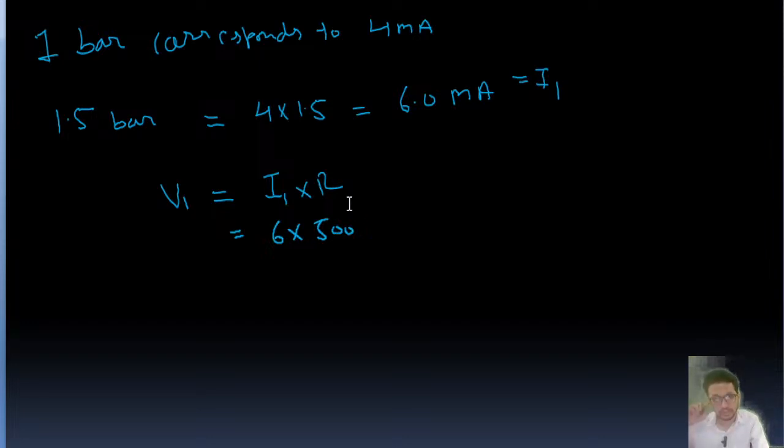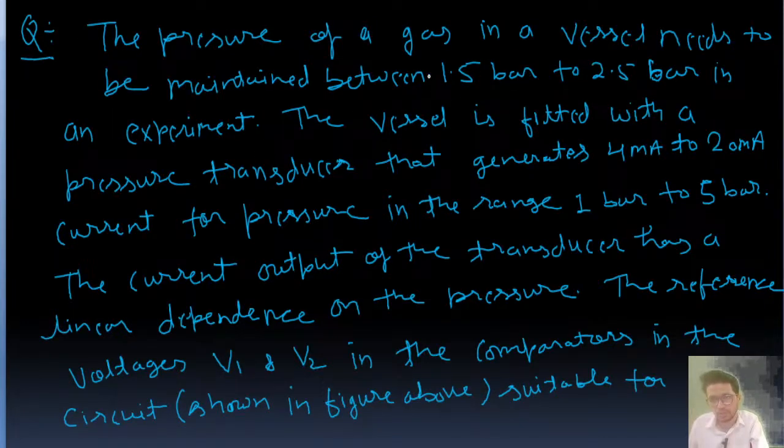So we will solve it. This value is going to be 3000 millivolt, and that is 3 volt. And similarly for 2.5 bar, because this is the question, the vessel needs to be maintained between 1.5 to 2.5 bar.